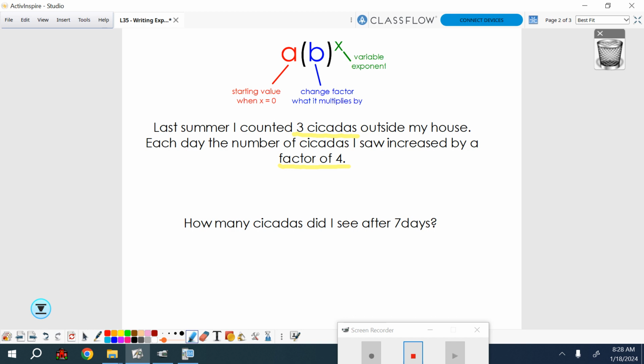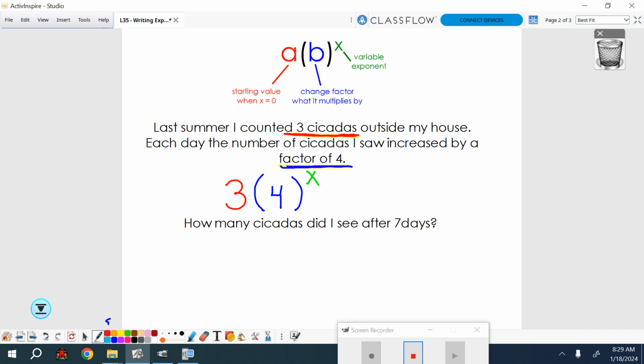So the first thing we're going to do is write our exponential equation. So we have to identify our starting value, which is going to be the number of cicadas we start with, which is 3 cicadas. So that's my starting value. We're going to talk about our change factor. How is this changing? It's changing by a factor of 4, which means we're going to multiply it by 4. And then as we're writing just our general equation here, we're going to leave our exponent as our variable x.